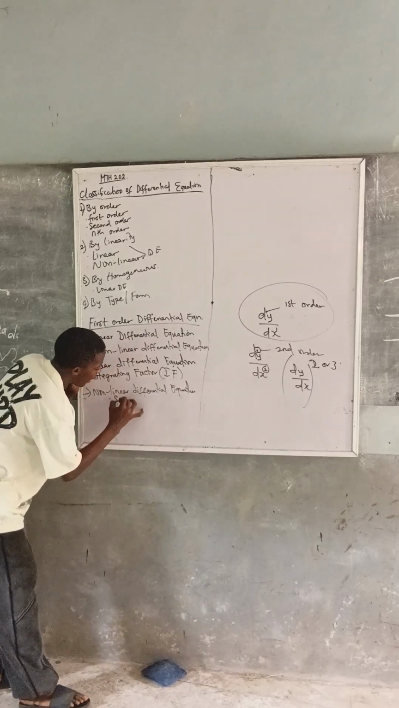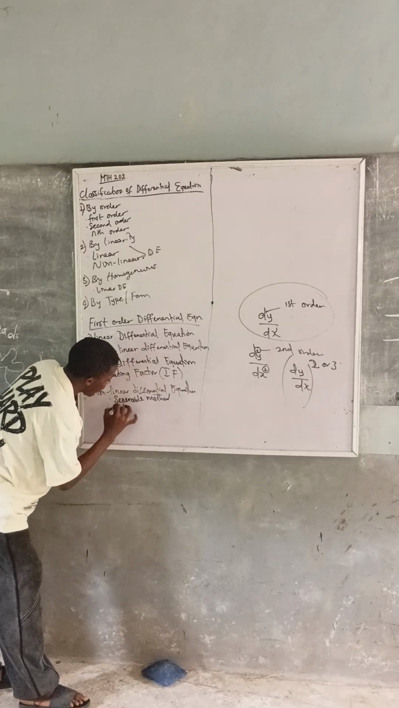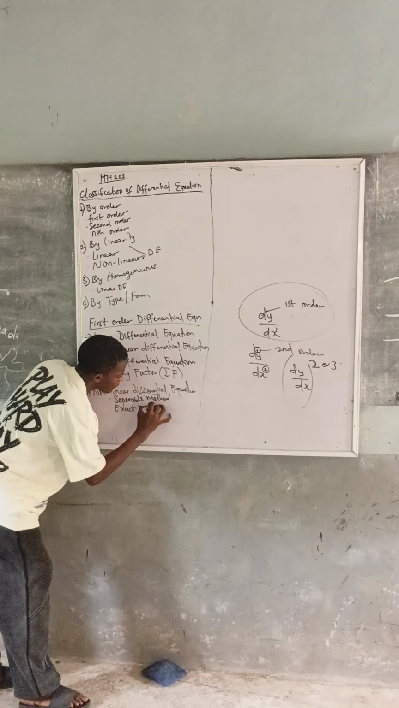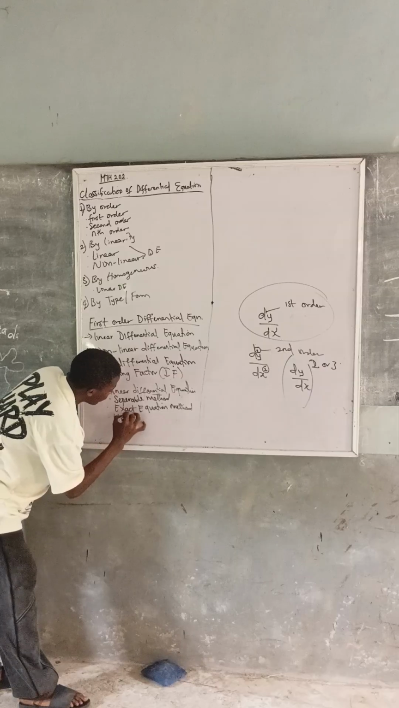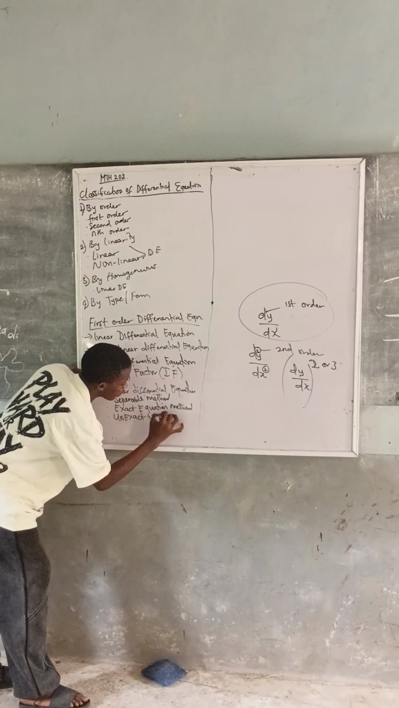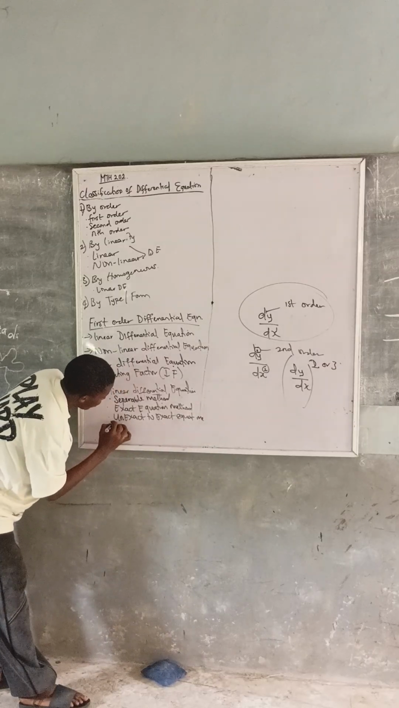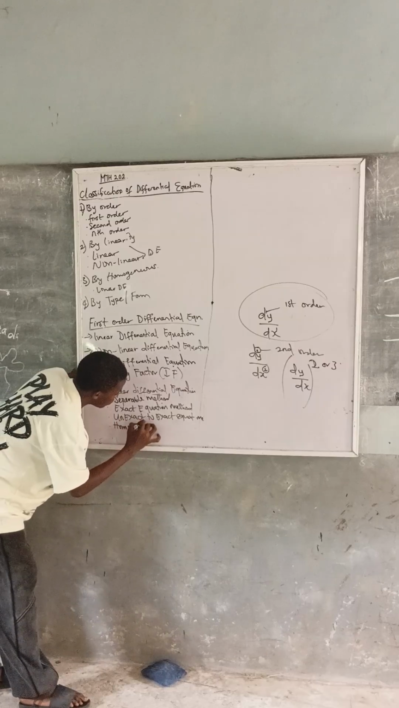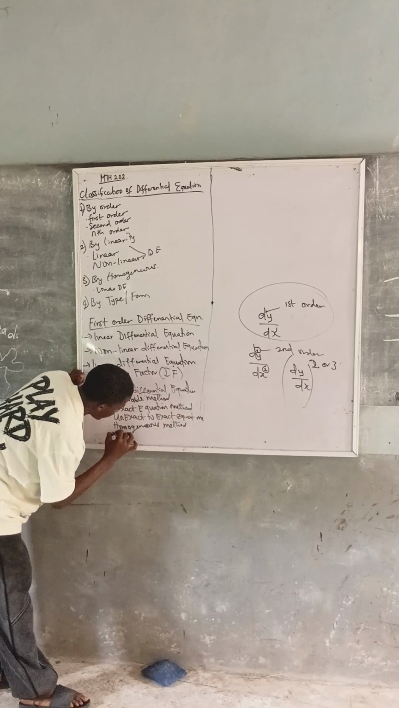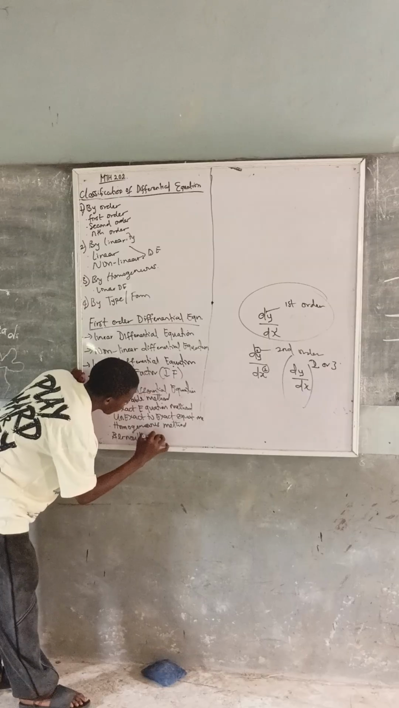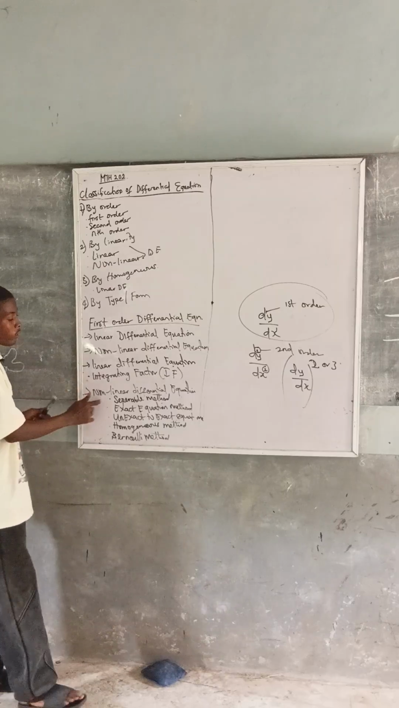Number one, we have the separable method. Number two, we have the exact equation method. Number three, we have the unexact to exact equation method. Number four, we have the homogeneous method. Number five, we have the Bernoulli method. So these are the five methods we have under non-linear differential equation.